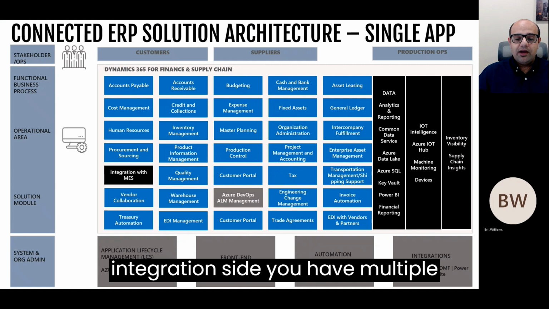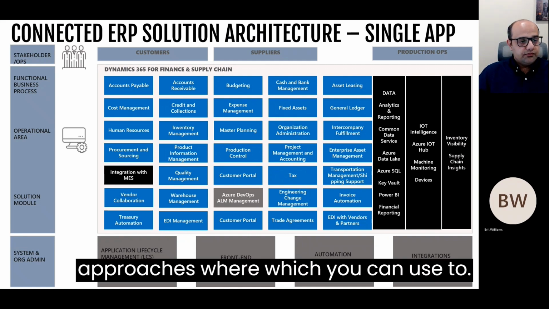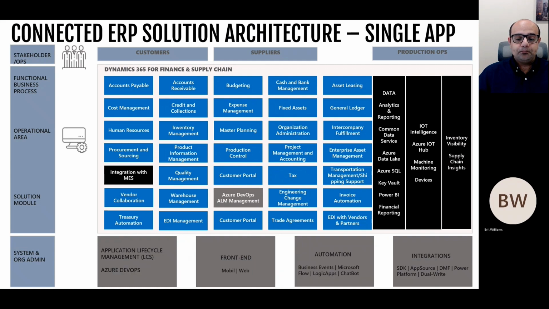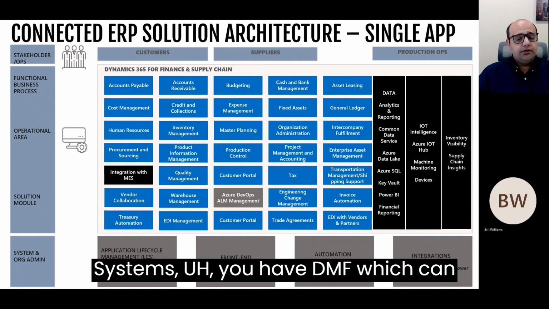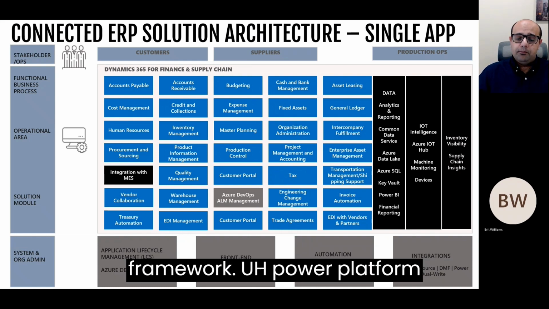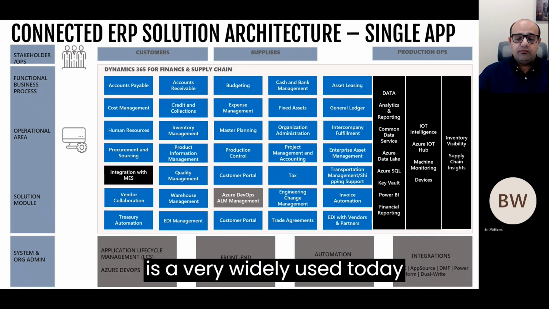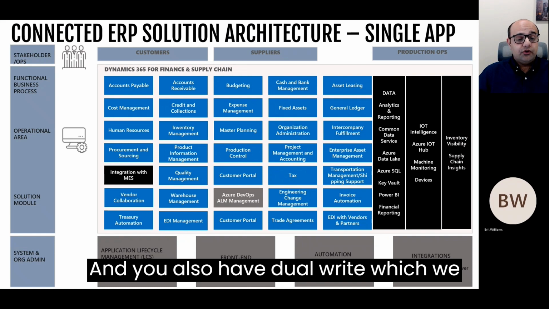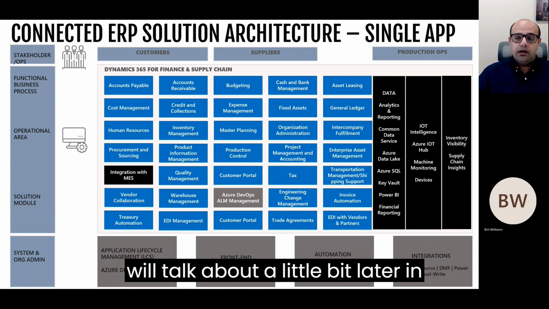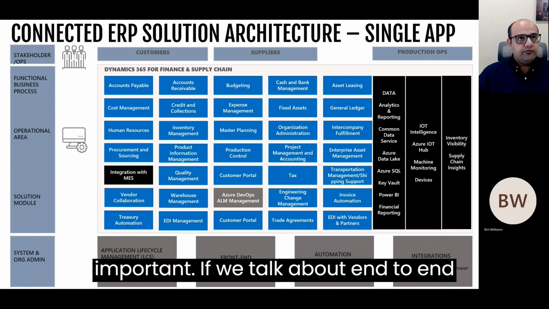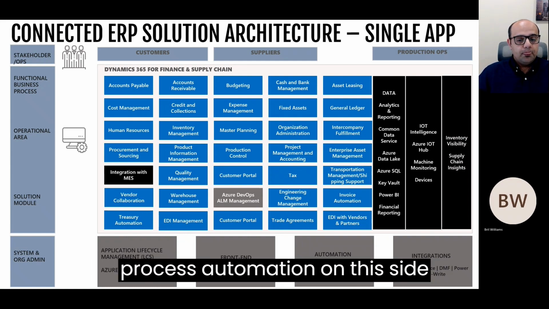On the integration side, you have multiple approaches which you can use to integrate internal or external systems. You have DMF, which can be used, which is data management framework. Power Platform is very widely used today for a connected enterprise experience. And you also have dual write, which we will talk about a little bit later in this presentation. Dual write is very important if we talk about end-to-end process automation.